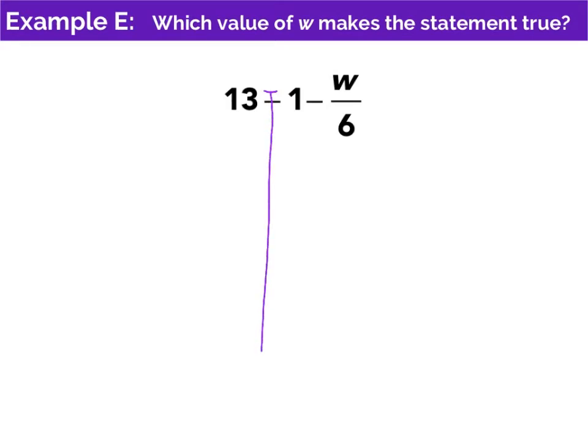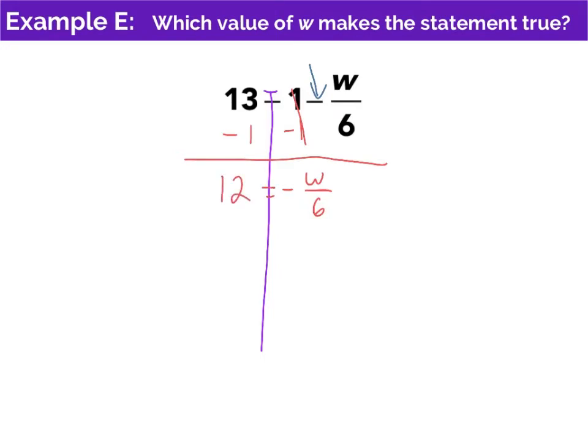Now I need to figure out which one is the constant. I've got 6, I've got 1. Since the 6 is dividing the W, I know that that's going to be my coefficient, so my constant is +1. So to get rid of +1, I'm going to be subtracting 1 on both sides. 1 minus 1 is going to cancel out and leave me with -W/6. Again, it's very, very important that you bring down this negative sign. And on the other side of my equation, 13 minus 1 is going to equal 12.